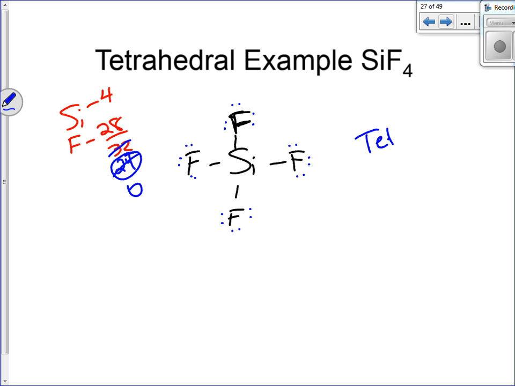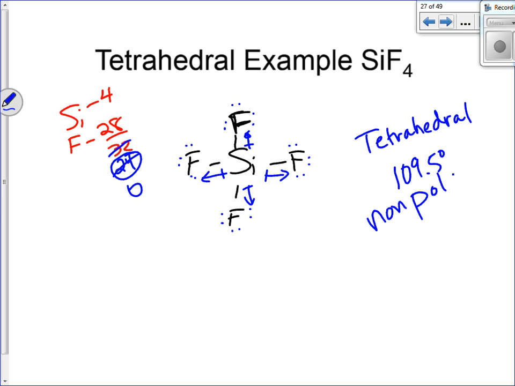This is tetrahedral. The angles are 109.5, I believe. Now, since we have 4 of the same ligands, all Fs here, the dipole moments are going towards the Fs, creating a symmetrical compound. So this one's nonpolar. Now, if you had 3 Fs and say 1 H, well, then you're polar, because the ligands are not all the same, and you will create an unequal distribution of the electron density.